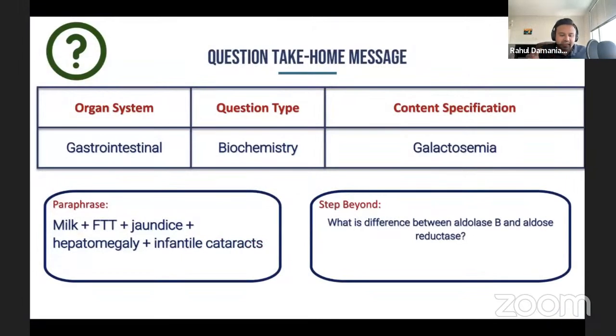So in this case, the patient is going to have jaundice, hepatomegaly. They can even have cataracts in galactosemia. So what is the difference between aldolase B and aldose reductase? And this is kind of a parallel, not going towards more galactose, but another sugar, which is fructose.